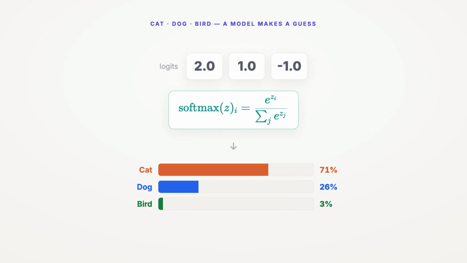To turn them into probabilities, we push them through a function called Softmax. Softmax does two things. It makes every number positive, and it makes them all add up to 1. Out come real probabilities: 71% cat, 26% dog, 3% bird. So the chain is logits, then softmax, then probabilities. That is how almost every classifier speaks.